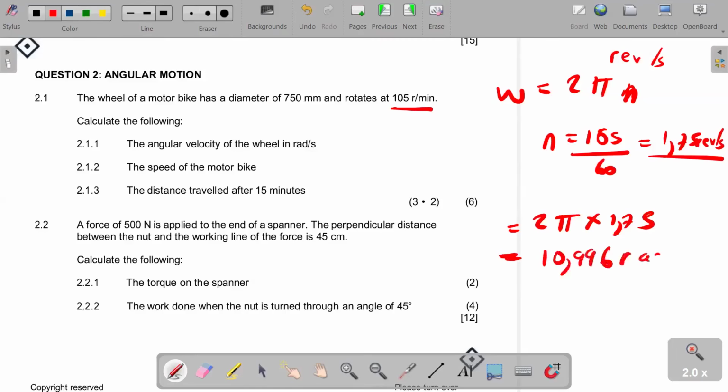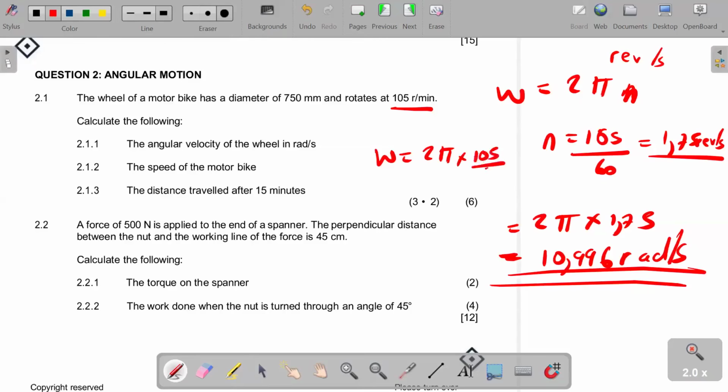10.996 rad per second. As a matter of fact, angular velocity is measured in radians per second. So that's our omega there. Alternatively, we could have just done it once. Omega is equal to 2 pi multiplied by 105 over 60. In the same formula, we could have just calculated it once off.